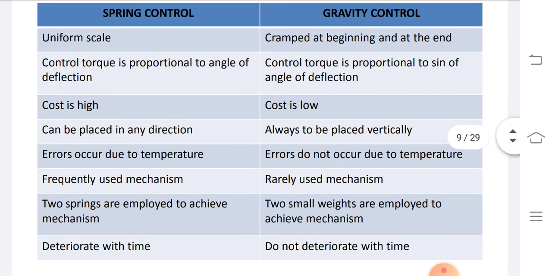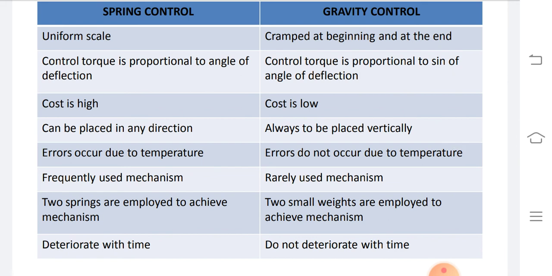which then results in inaccurate values. Hence the spring control mechanism is the frequently used mechanism, whereas the gravity control mechanism is rarely used because of the major drawback that it should be placed vertically. In the case of the spring control mechanism, two springs are employed as shown in the figure during the demonstration, and in the case of the gravity control method, instead of springs you employ two weights.